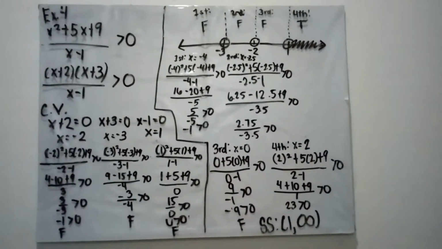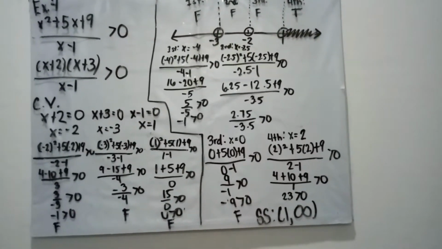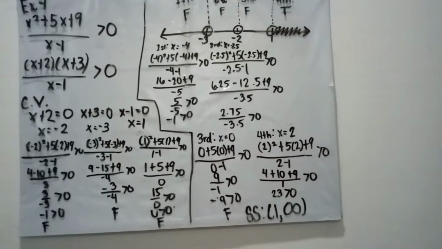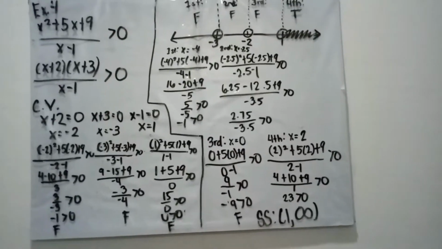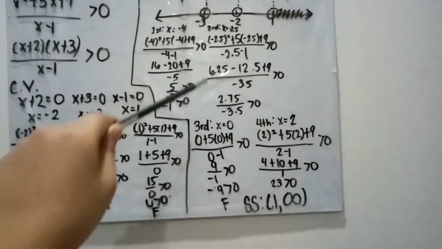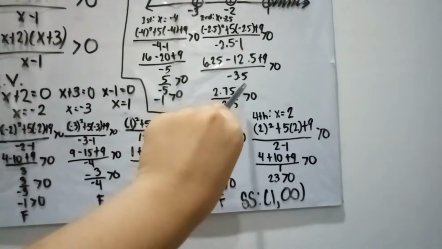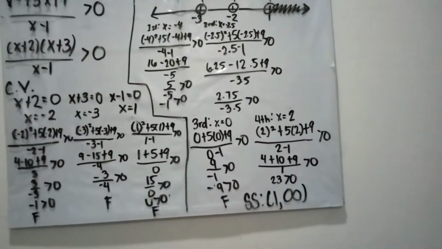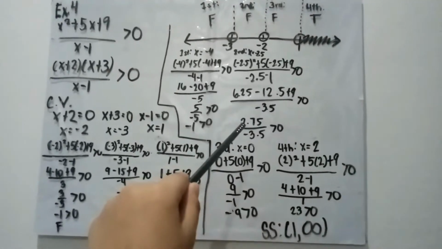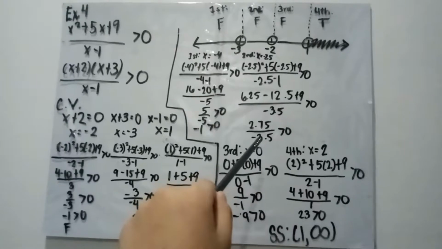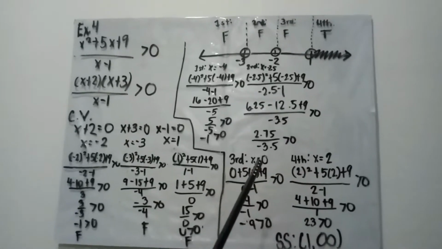Then, doon naman tayo second interval. Ang kinuha naman namin dyan is -2.5. So, -2.5 squared is equals to 6.25 plus 5 times -2.5 is equals to -12.5 plus 9. Tapos, over -2.5 minus 1 is equals to -3.5. So, 6.25 minus 12.5 plus 9 is equals to 2.75 divided by -3.5 is greater than 0. False.